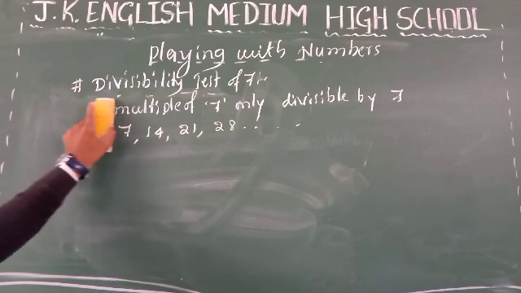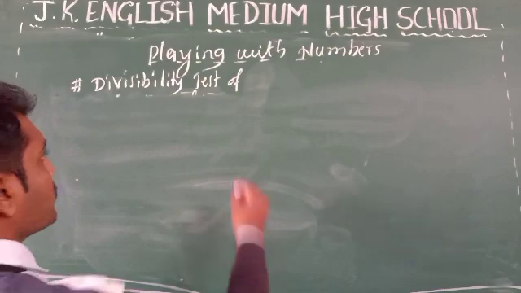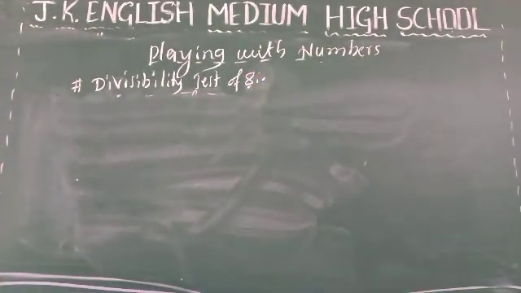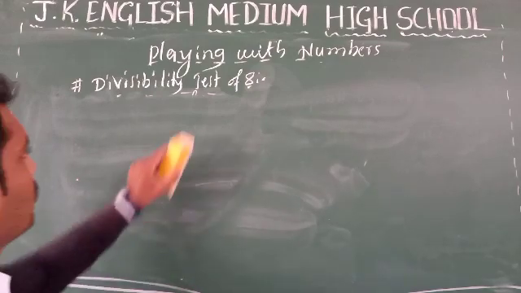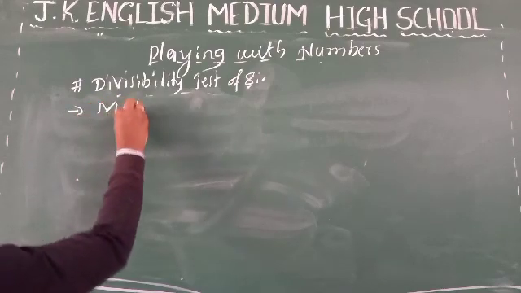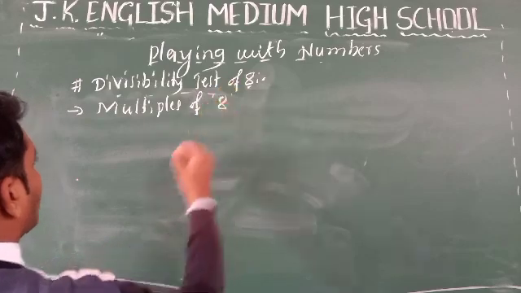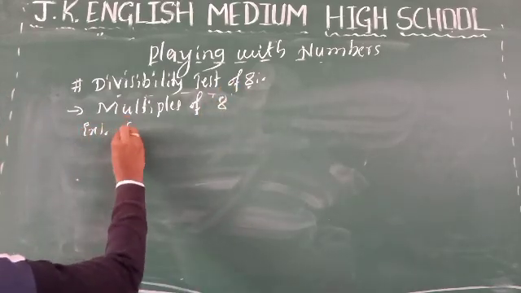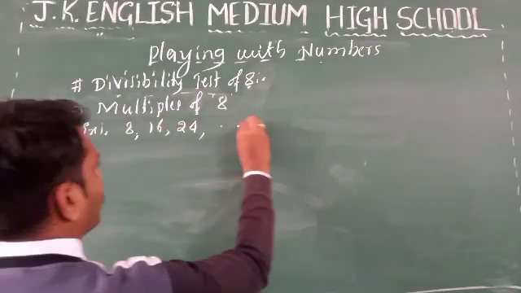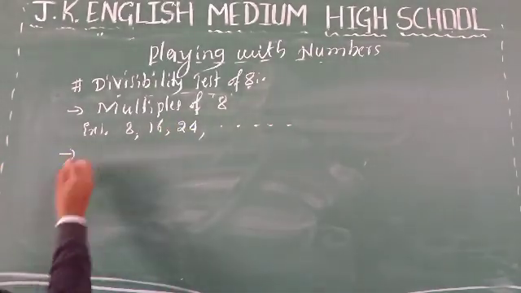Okay. Shall we go for the divisibility test of 8? Next one. Divisibility test of 8. So, what are the divisibility rules of 8? First one, multiples of 8. For example, 8 ones are 8, 8 twos are 16, 8 threes are 24, etc. These are divisible by what? 8.